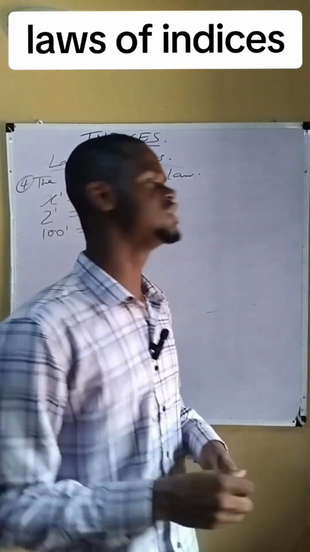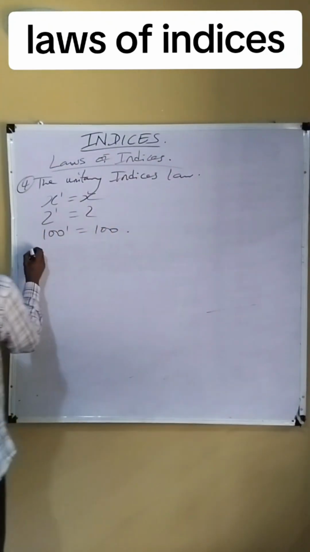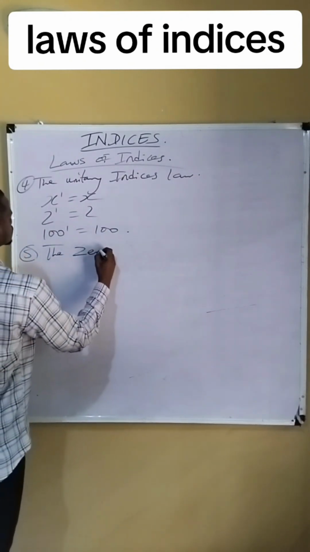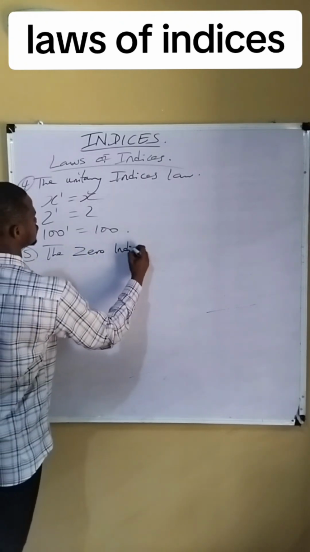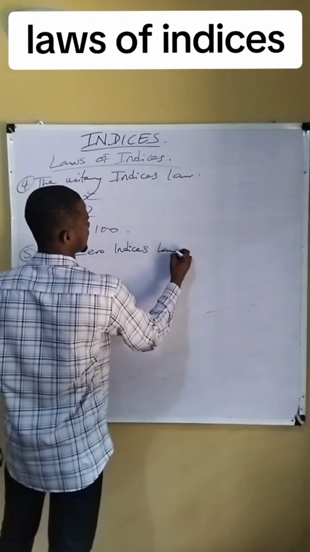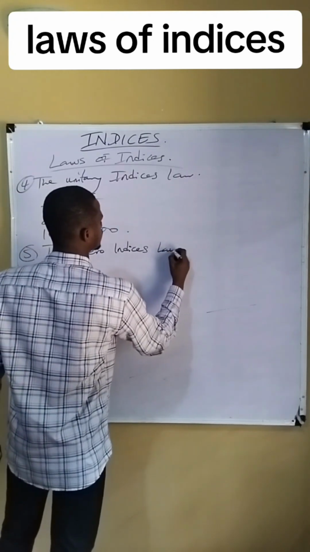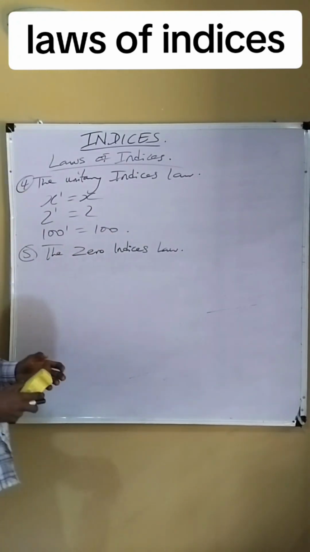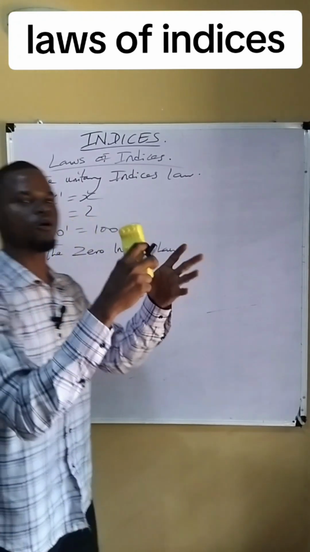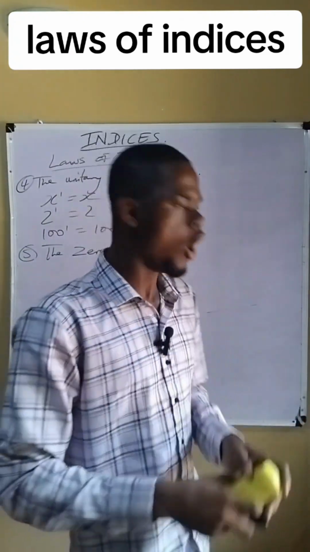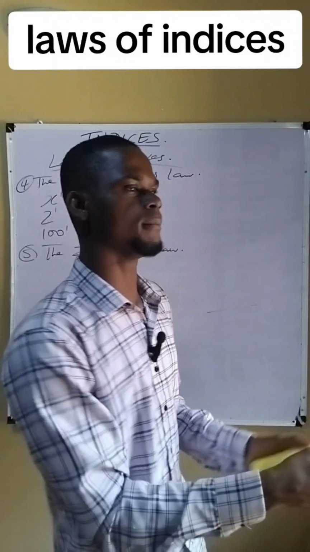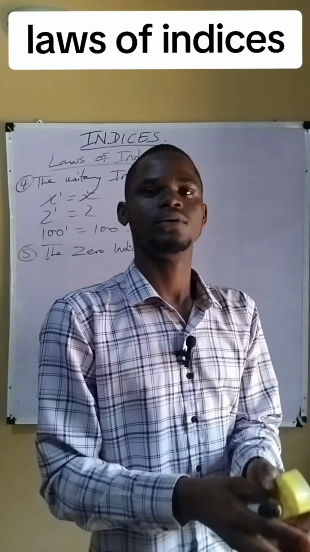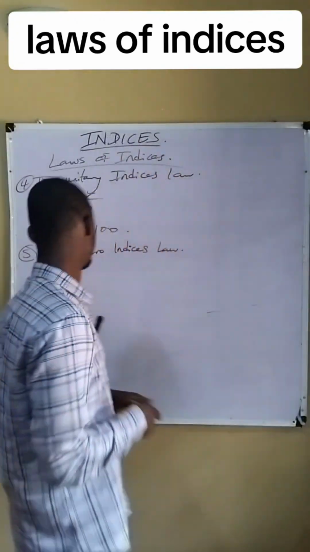We also have called the zero indices law, which is the fifth law, the zero indices law. This one says that anything raised to the power of 0 is equal to 1, or if the index of a number is equal to 0, the final answer will be equal to 1. That's what this law is all about.